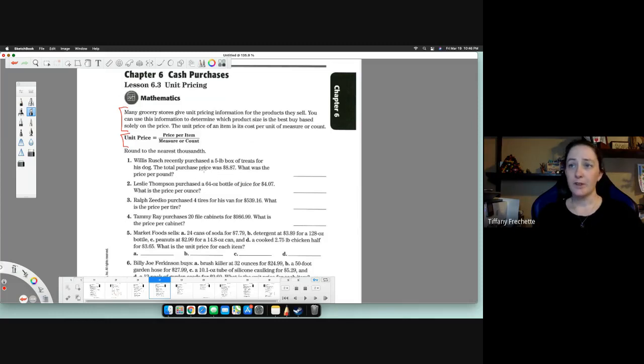We'll go ahead and read this first one here just so you get the idea of what that means. Willis Rush recently purchased a 5-pound box of treats for his dog. The total purchase price was $8.87. What was the price per pound?